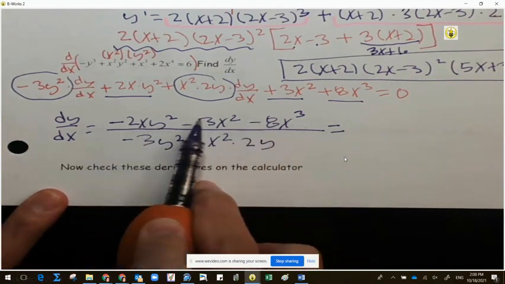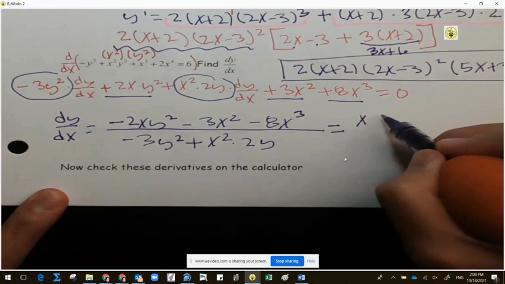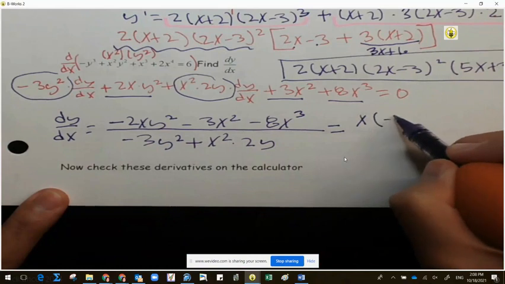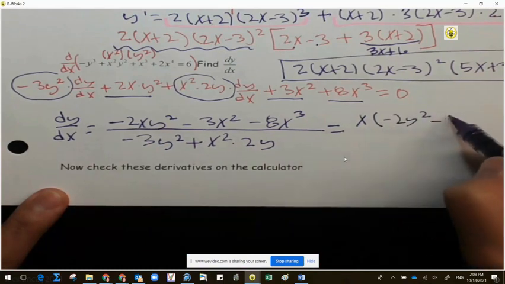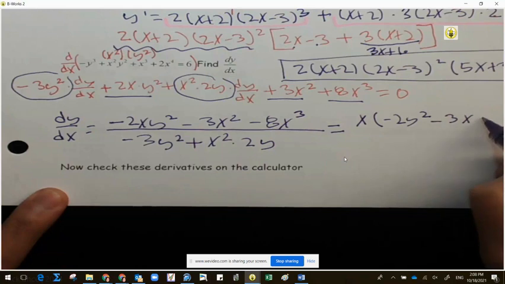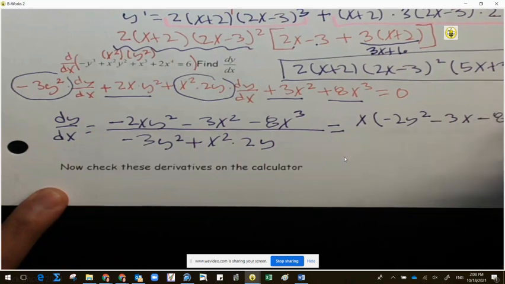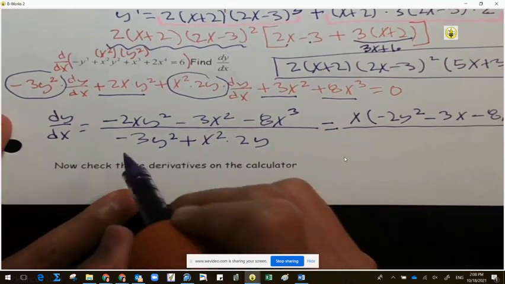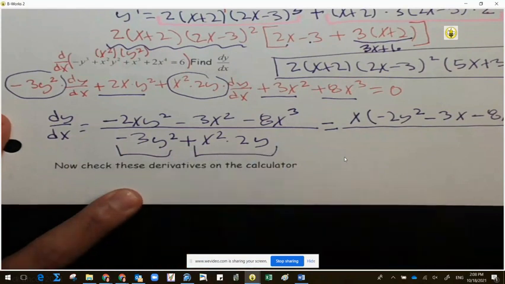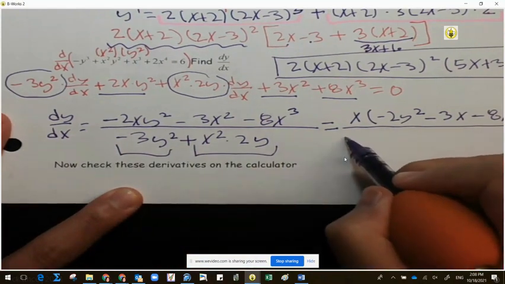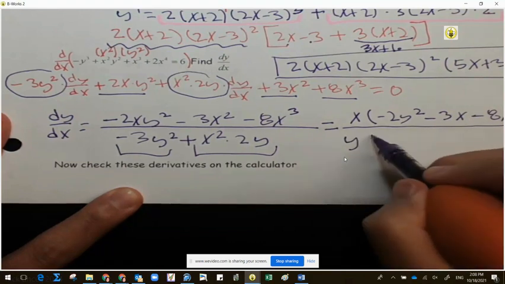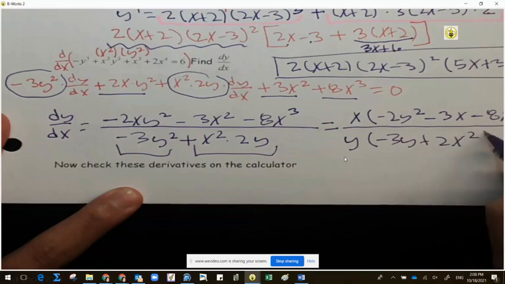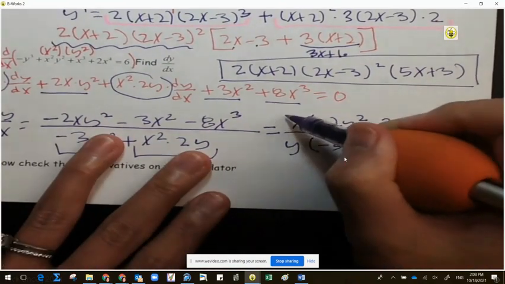All right. So let's kind of talk about what we can factor out. What variable is common on my numerator? X. If you see 2, you're not looking at 3 as well, right? So just the x. So negative 2y squared minus 3x, since we took out one of them, minus 8x squared. On the bottom, what variable is common that I could take out, that is separated by a minus sign? I see a common variable y. So I have negative 3y plus 2x squared. And that's going to be our final answer.